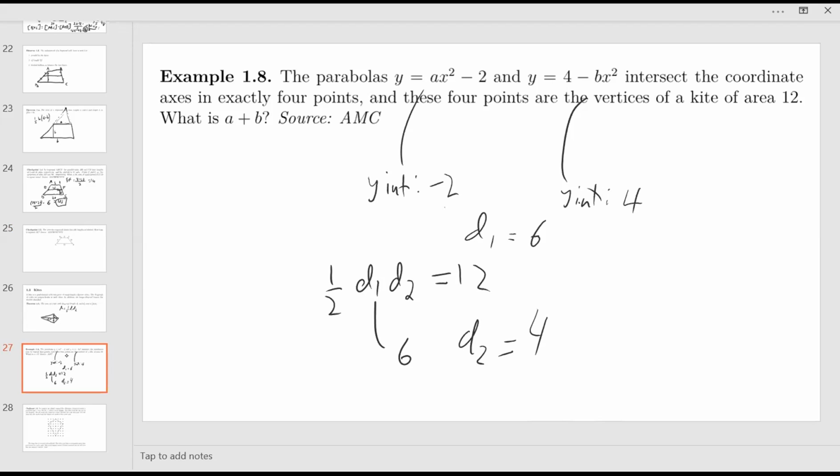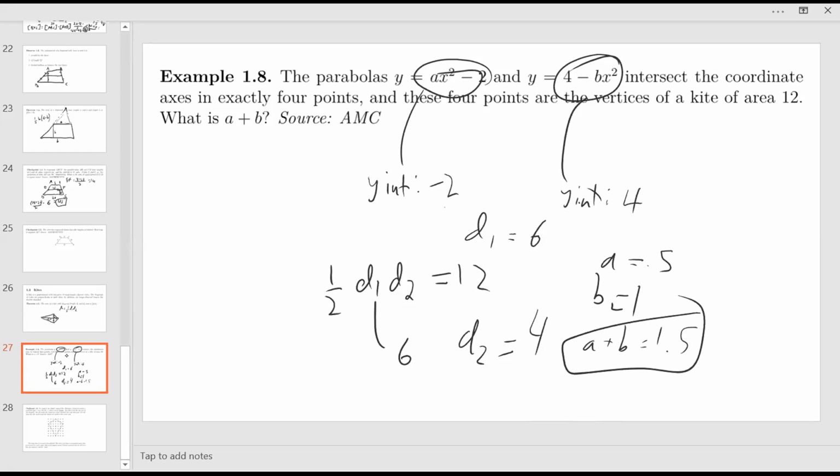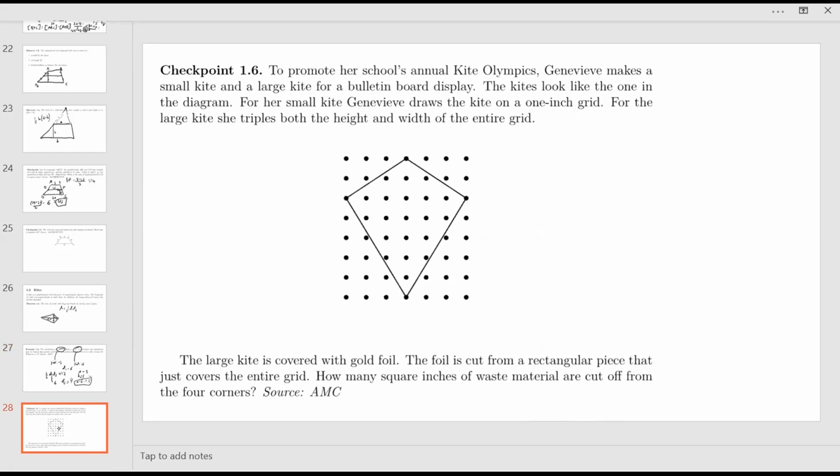Now we can plug in y equal to 0 into both of these parabolas, and then we can solve for a and b. It turns out when we do all this arithmetic, we get that a is equal to 0.5 and b is equal to 1, giving us a plus b equal to 1.5.